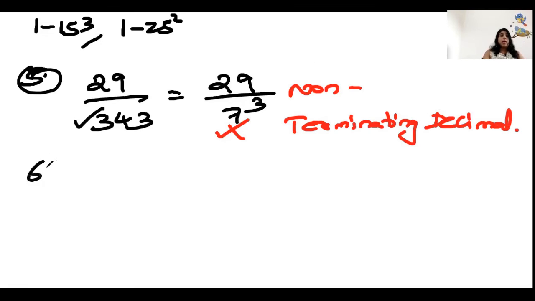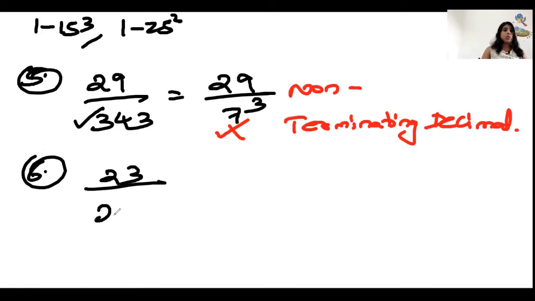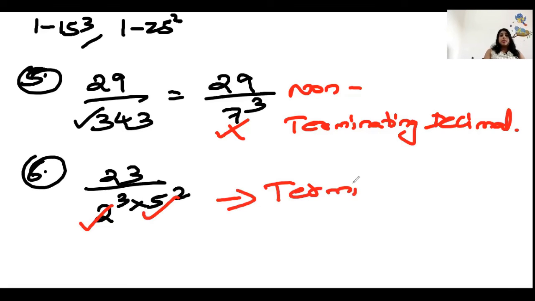Now, next question is 23 divided by 2 raised to 3 into 5 raised to 2. By seeing only, you can understand 2 and 5 are the factors. So directly we can say that it is a terminating decimal. It contains 2 factor as well as 5 factor.